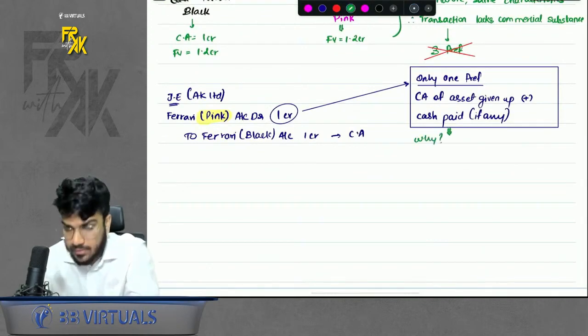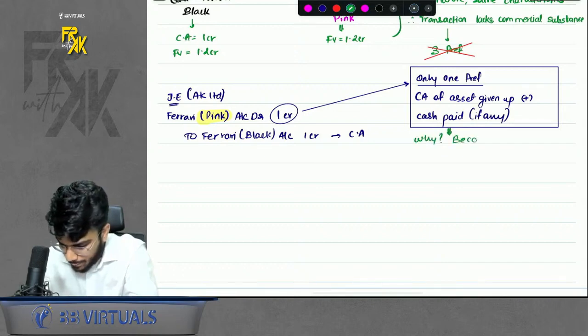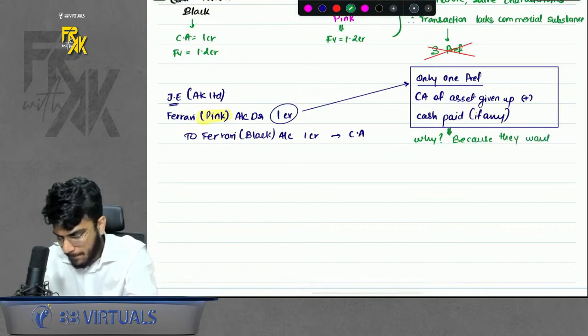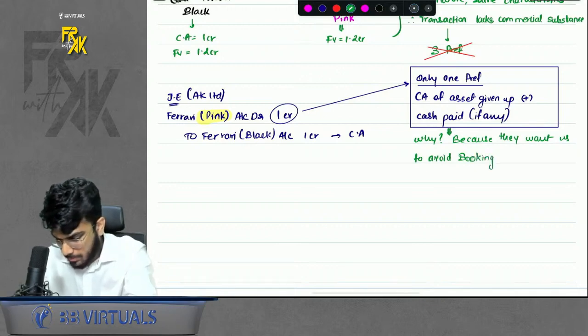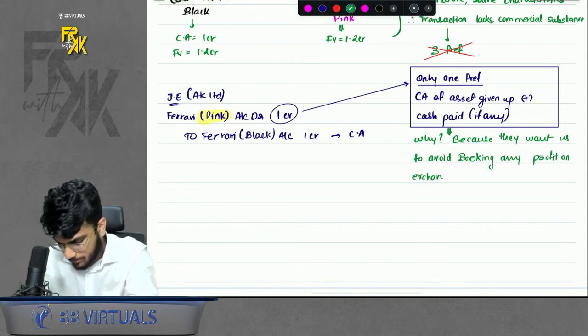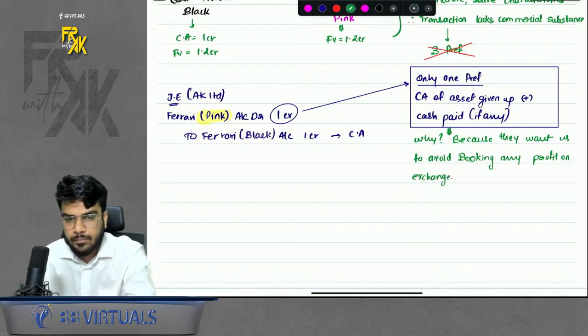Why only one preference? Why? Because they want us to avoid booking any profit on exchange.